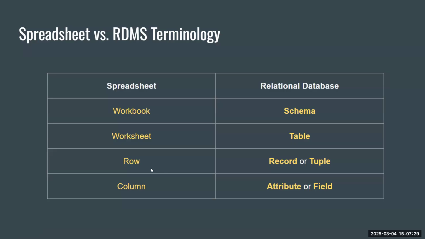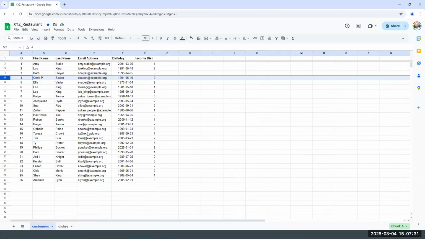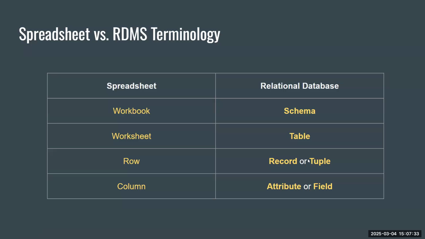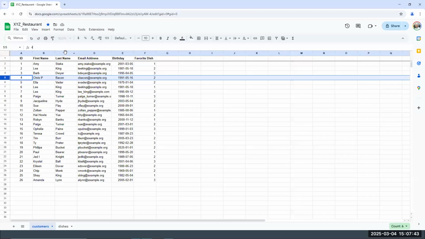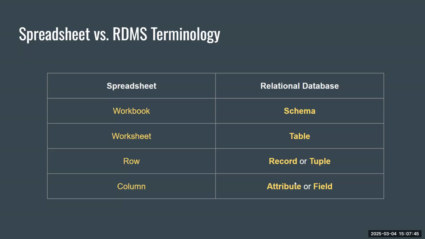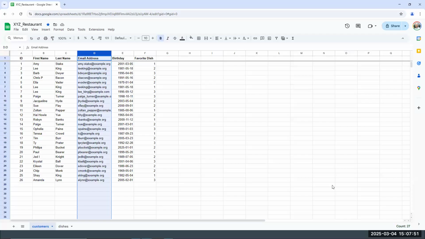And rows in the spreadsheet are referred to as records or tuples in the database. I'm going to use the term record because nobody uses tuple, as far as I know. And then finally, columns in the spreadsheet are called field attributes or fields. I'm going to use the field terminology in this presentation like I did in October. All right.